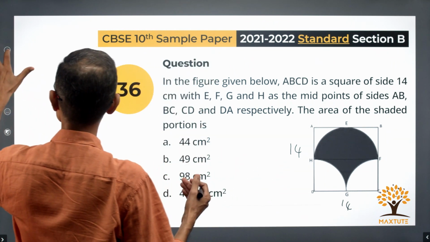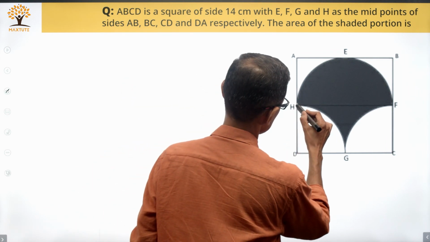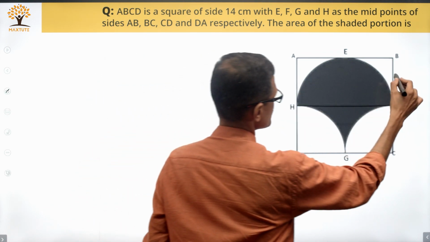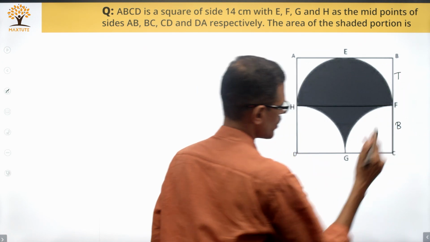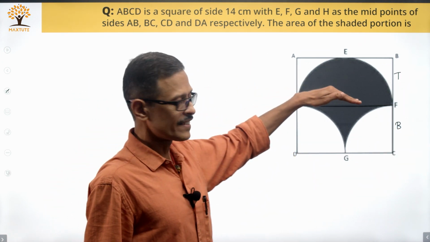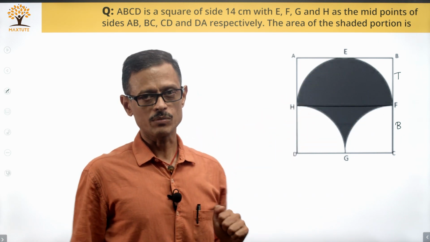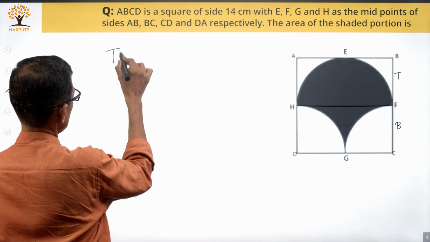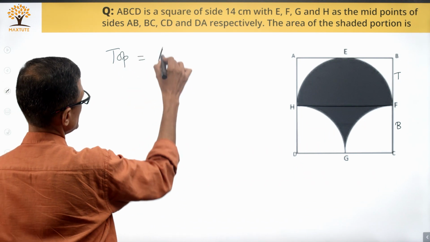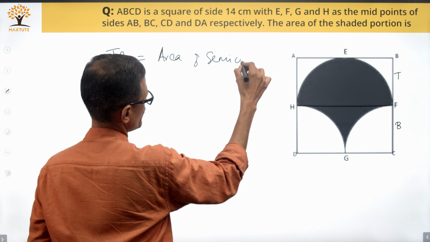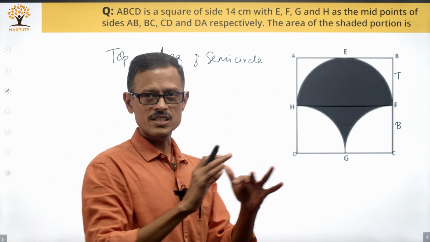Let us break this into 2 parts. Let us call this the line, which is the line joining the midpoints F and H. So, we will call this as the top part and this as the bottom part. So, the shaded region, some parts of it are in the top part, top half, and the other part is in the bottom half. So, top part area is very straightforward, which is area of the semicircle, right. What we see here is a semicircle. Finding the area of the semicircle is going to be very easy.